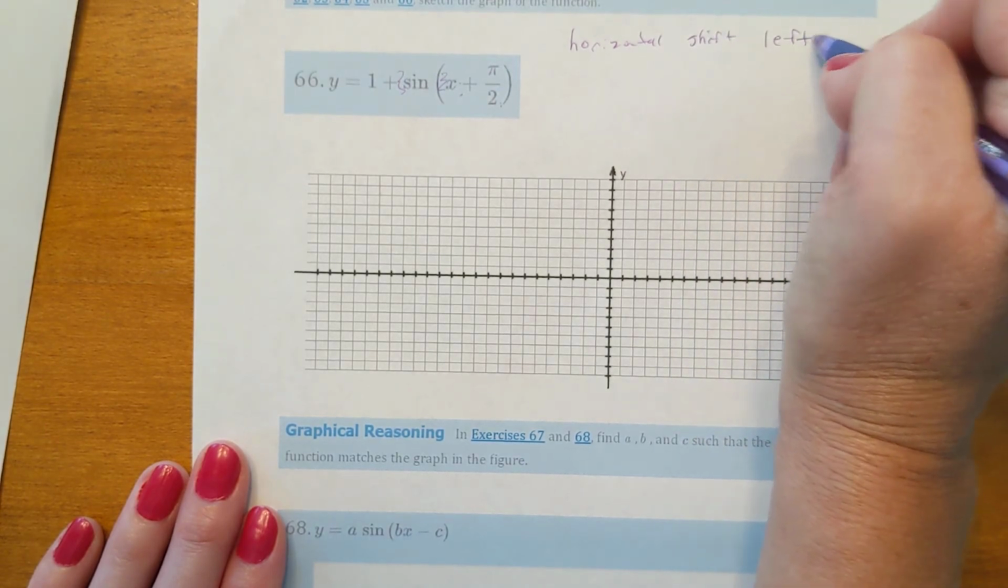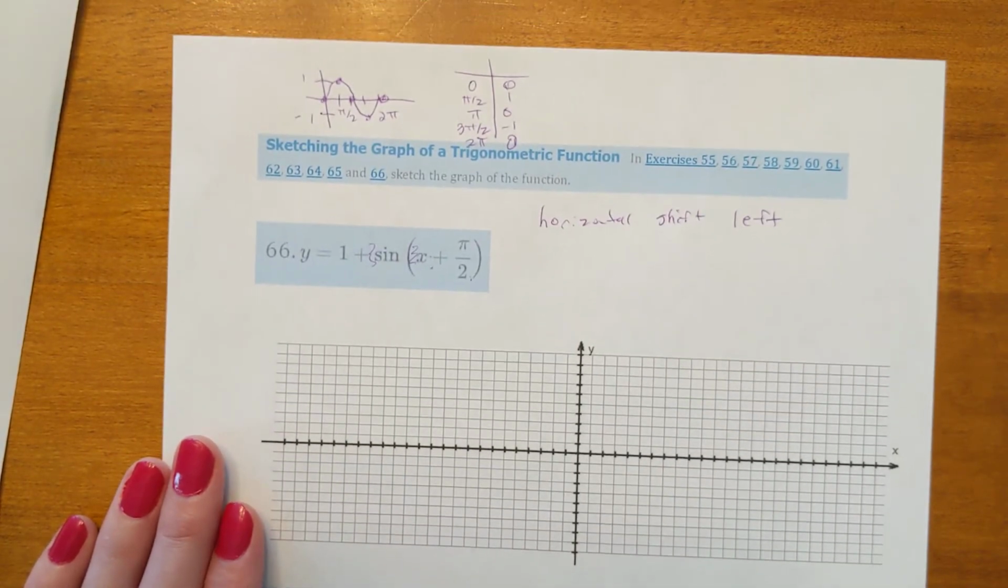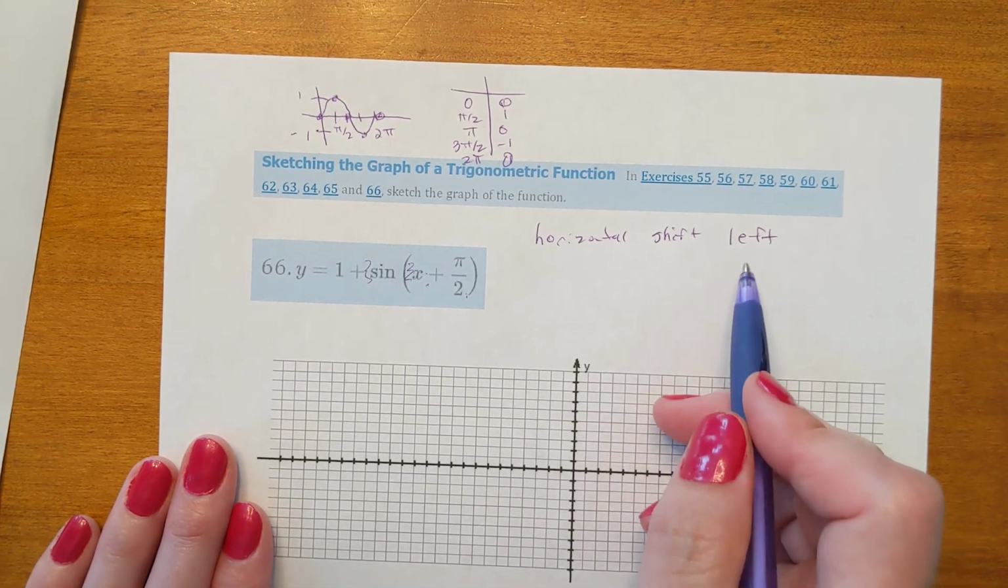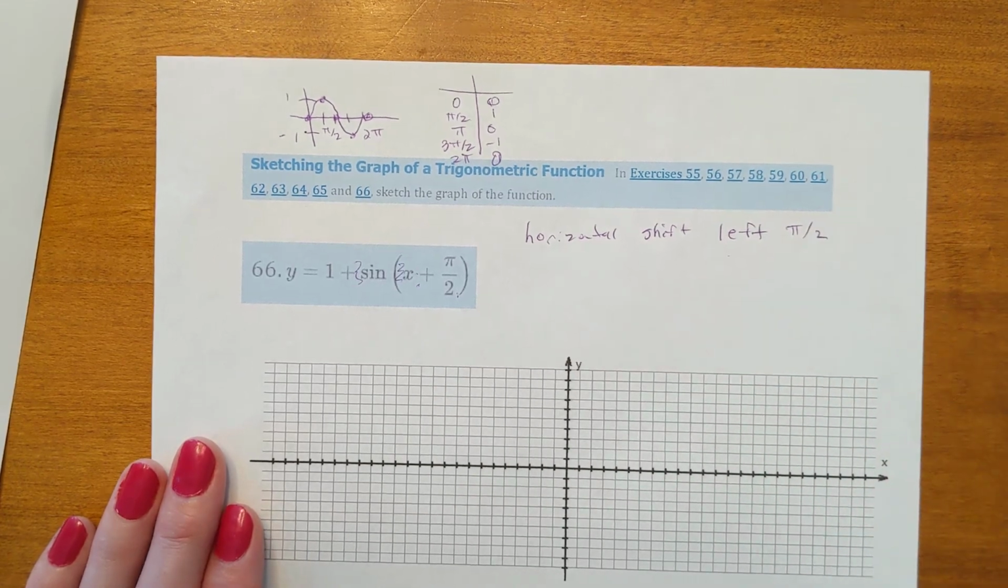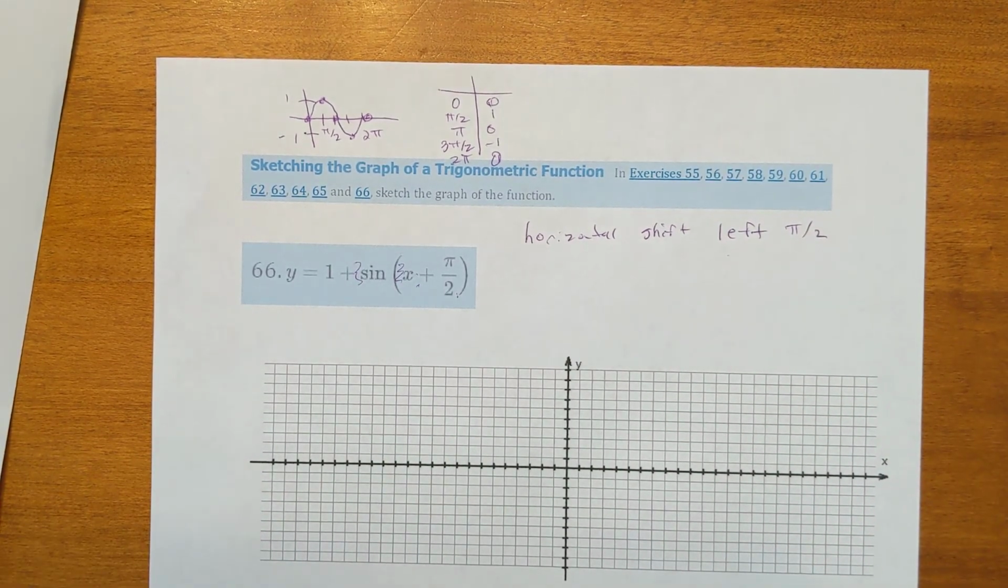Left. You're going to go left because you always do the opposite on the x's. So we're going to go left pi over 2. And I just realized you might not have seen anything I just did up on the top. That's really a bummer. All right, so one more time from the top.